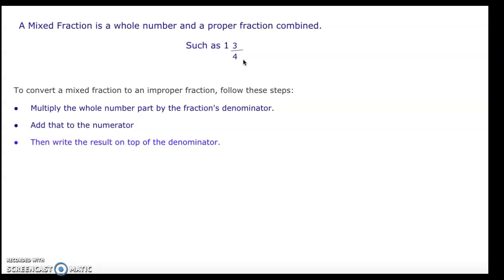Well, we do the opposite of how we turn an improper fraction into a mixed fraction. So we're going to multiply the whole number by the fraction's denominator. So that's the bottom here. So 4 times 1, and then we're going to add that to the numerator. So 4 times 1 is 4, plus 3 is 7. And then you write the results on top of the denominator. So 7/4.